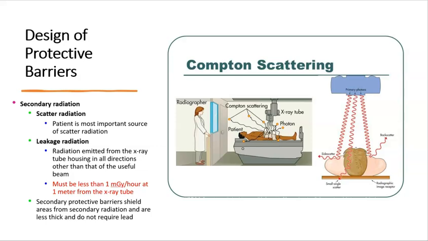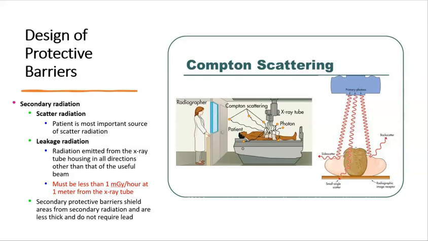So looking here at secondary radiation, we have scatter radiation. The patient is the source of the scatter radiation. Now, could x-rays interact with our carbon fiber table or other items put in their path? Yes, they could. But typically we say the patient is our primary source of scatter radiation.